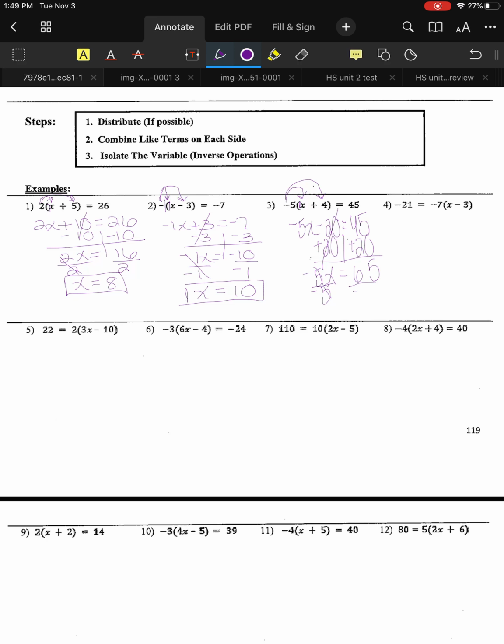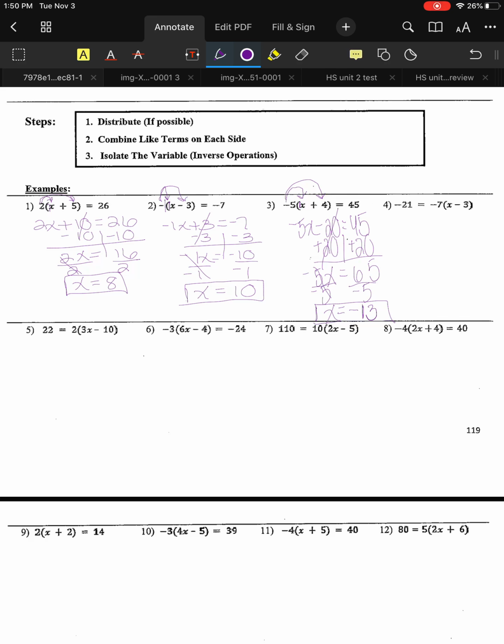I now have to divide both sides by negative 5. X is equal to, I know a positive divided by a negative is a negative. 5 into 65, I believe, is 13. 5 goes into 6 one time with 1 left over. So x equals a negative 13.